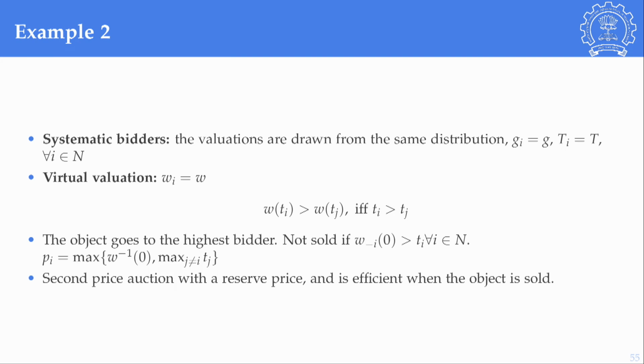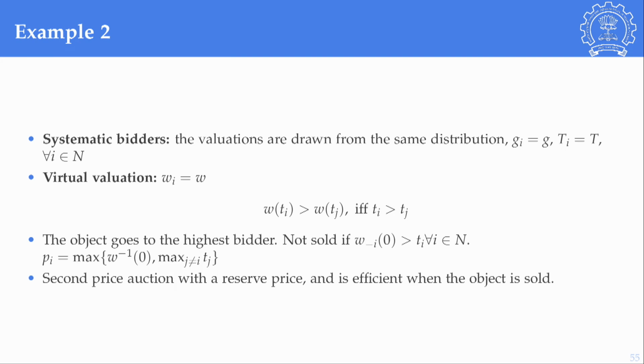Now the object goes to the highest bidder, that is the meaning of the optimal auction, and it is not sold if W inverse of 0 is going to be greater than T_i. Again, there are many typos, I will correct it. If the type is smaller than that T star value, then you will not sell it. Because it is the same W function for everyone, the inverse of 0 will also be the same point. If for every agent their types are smaller than that value, then you will not sell it. Yes, this is the right one.